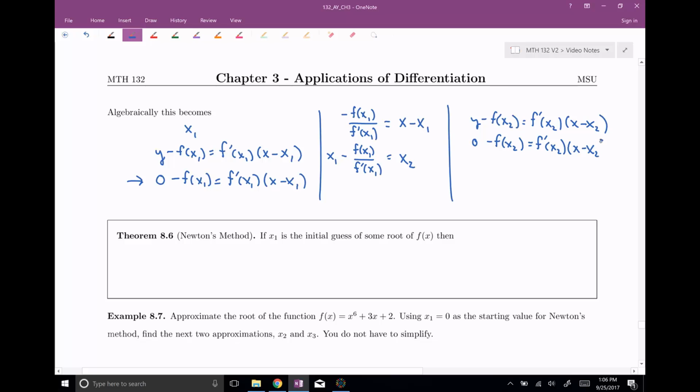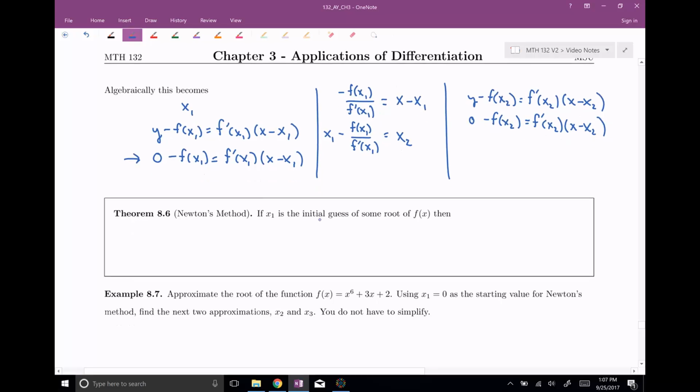And so I want to give you a formula for this, right? If you want the next guess, right? So if x1 is the initial guess, we're trying to find some root of f of x. Then, if you want to get the next value, right? So I'm going to do the n plus first guess. Well, this is going to be x sub n minus f of x sub n divided by f prime of x sub n. And again, this is where n is greater than or equal to 1.